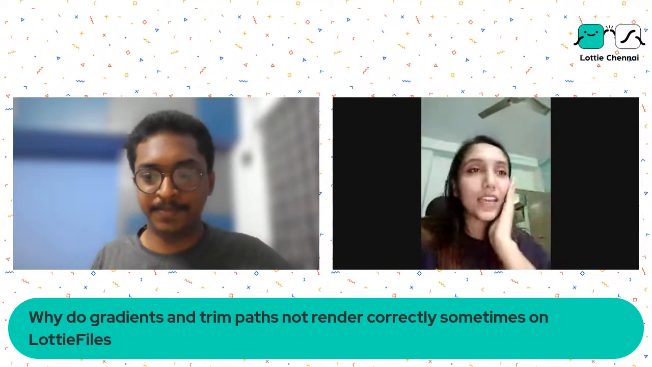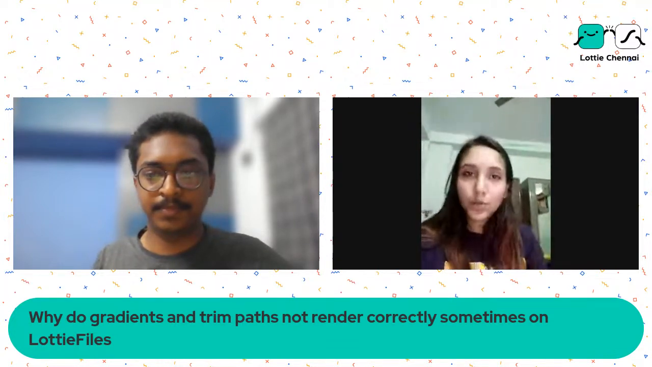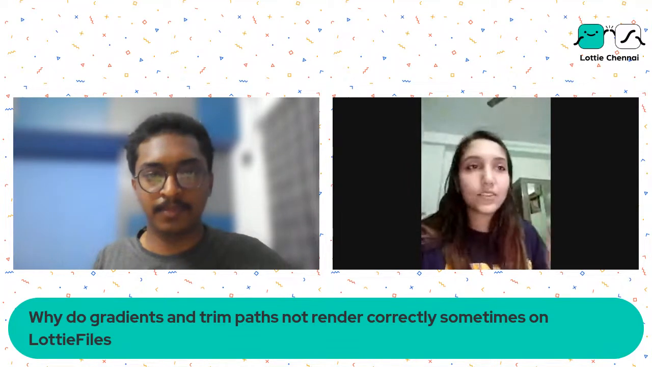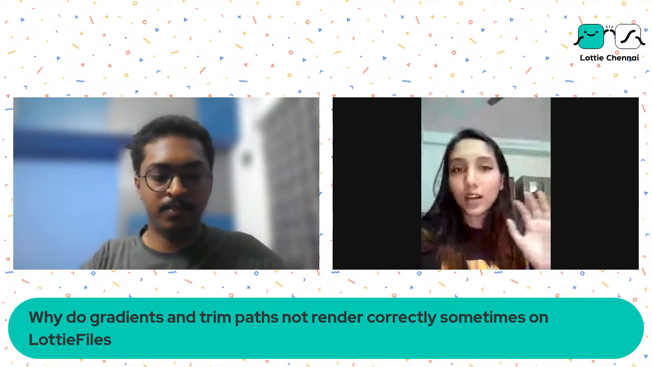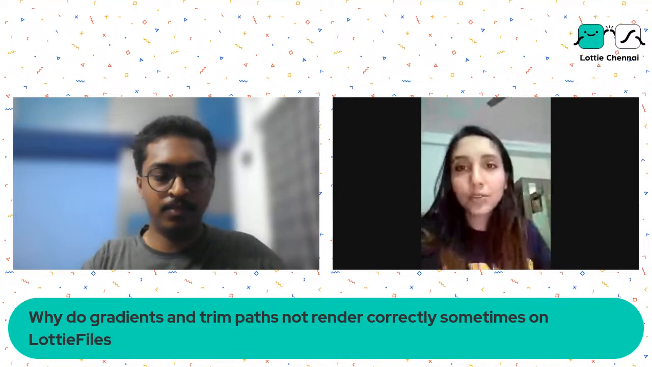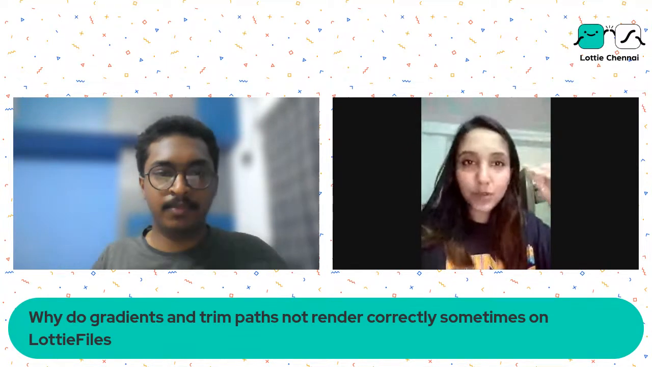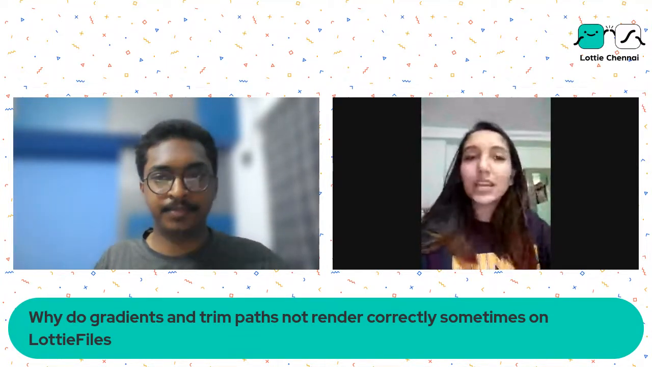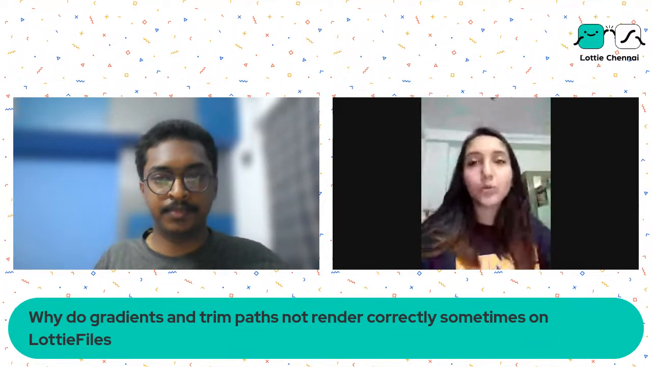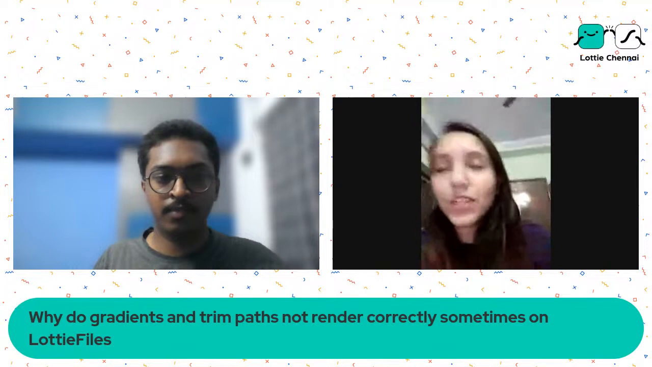So as I was saying, only gradient fills work on Lottie files, so it should work, and trim paths as well. Trim paths should render properly. Make sure you have the plugins updated to the latest version, and also make sure that your layer sequences, I mean, the shapes inside the layers, are in correct order, because that might also mess up how the animation is rendered. So all the effects are rendered top down.